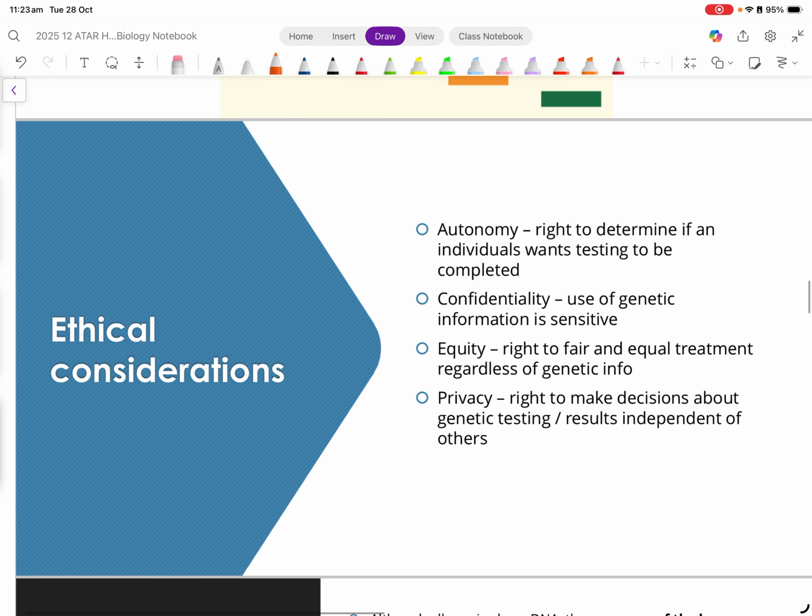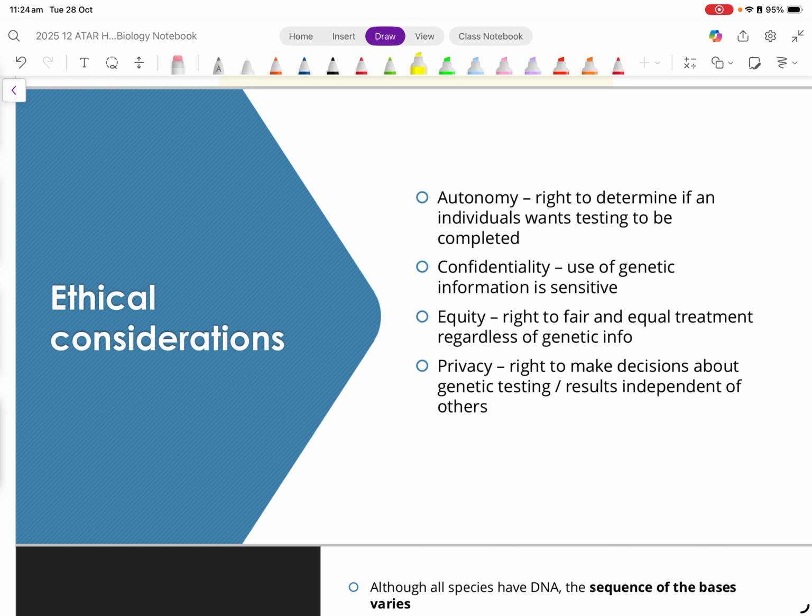I'm just going to skip through some of this now and talk about the ethical considerations for us. Four main ones, really important to be able to describe these. Firstly, autonomy, which is the right to determine if a particular individual wants testing to be completed. This is different from confidentiality, where the use of the genetic material once it's been tested is sensitive, right? So keeping it confidential. Number three, equity, so equal treatment regardless of genetic information, ensuring everyone has the same outcomes. And privacy as well, so that people themselves have the right to their results independent of others.